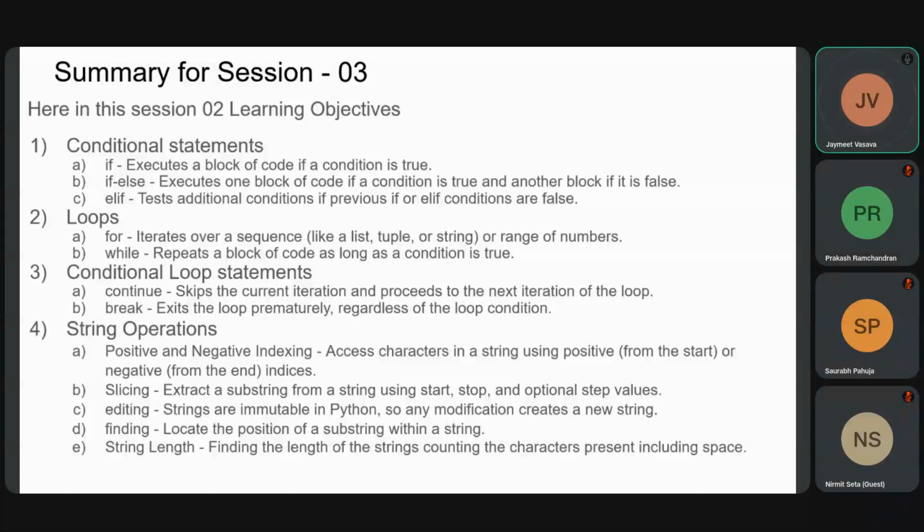Then comes string operations: positive indexing and negative indexing for accessing the characters of a string using positive or negative indices. Then comes slicing of the string, for accessing a substring from a whole string using the start, stop, and an optional step value or stride value. Then comes editing of the string. Strings are immutable in Python, so any modification creates a new string.